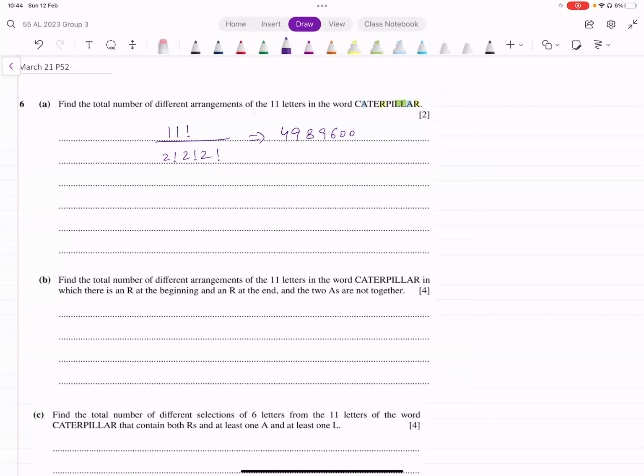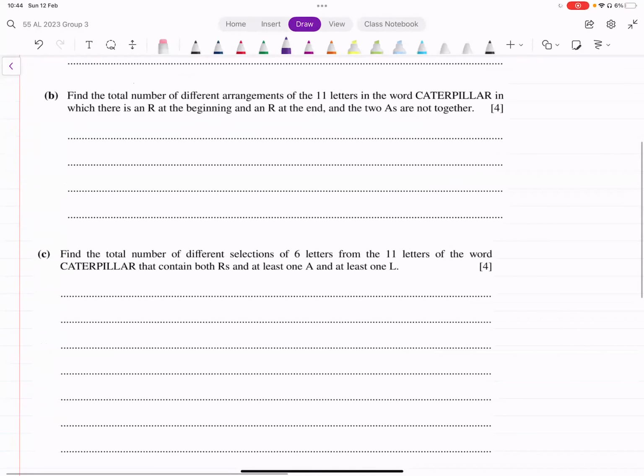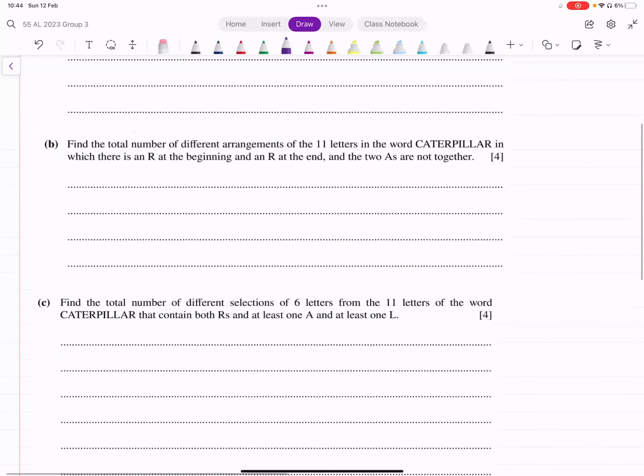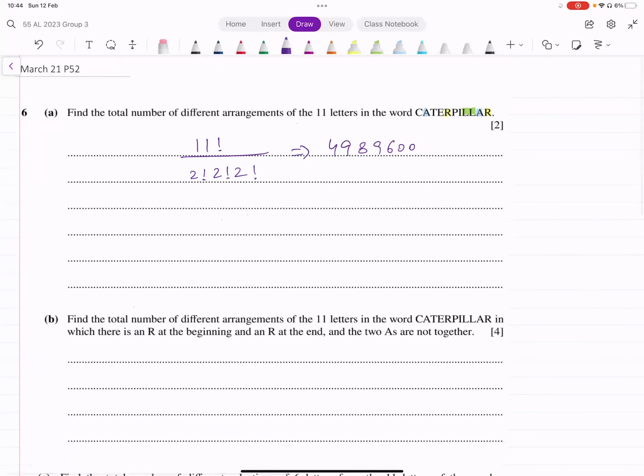Okay. Now let's look at the next one. Now it says find the total number of arrangements of the 11 letters in the word caterpillar in which there's an R at the beginning and an R at the end and the 2 A's are not together. So now we've got 2 conditions. एक तो R start में होना चाहिए और एक R end पे होना चाहिए.